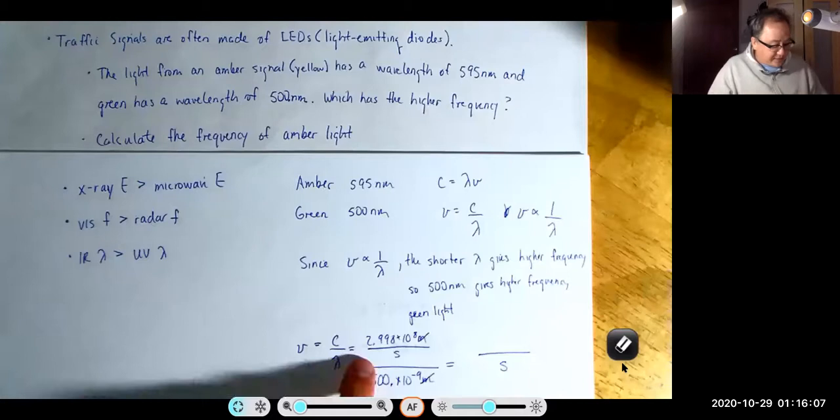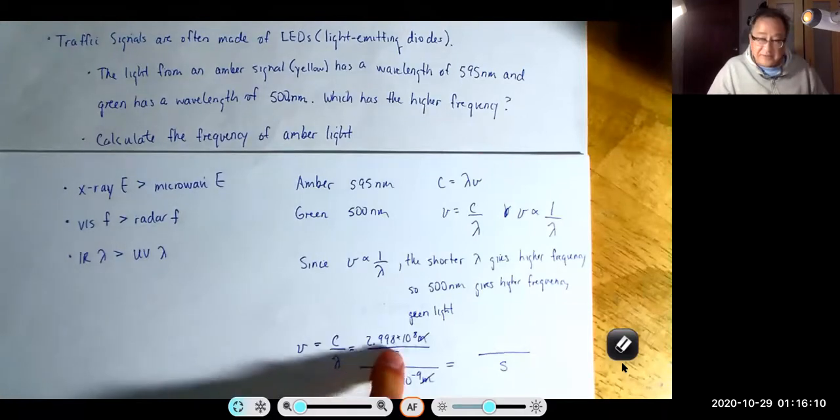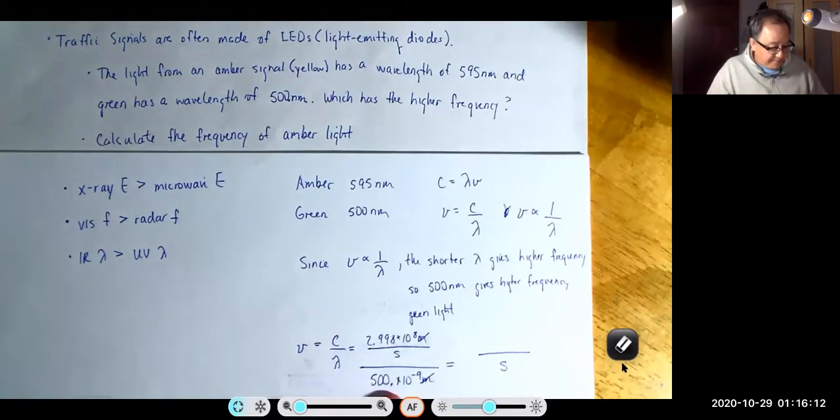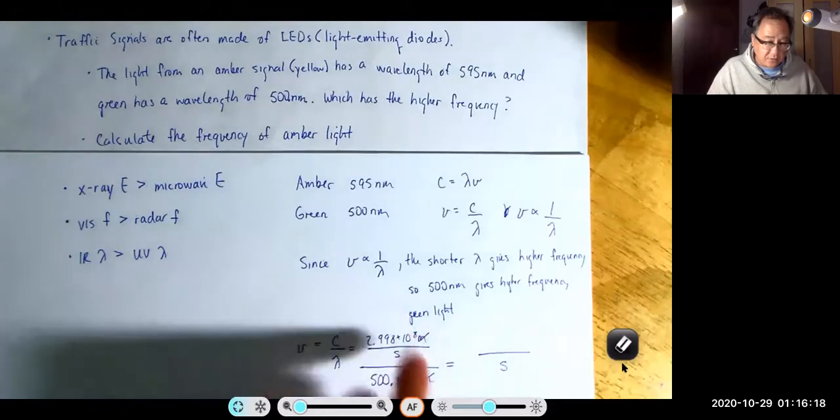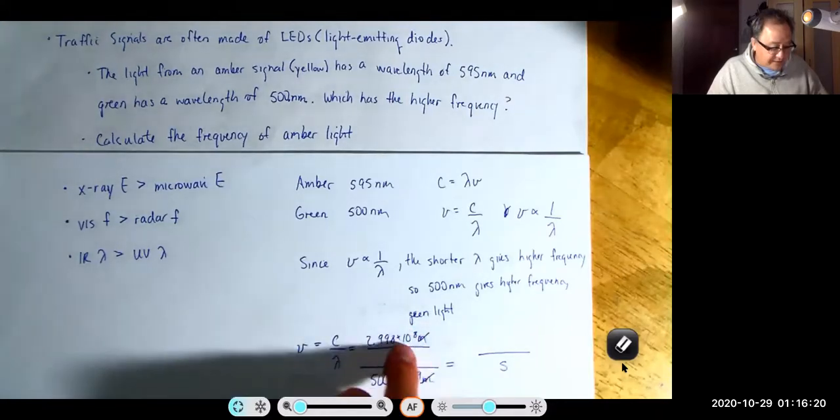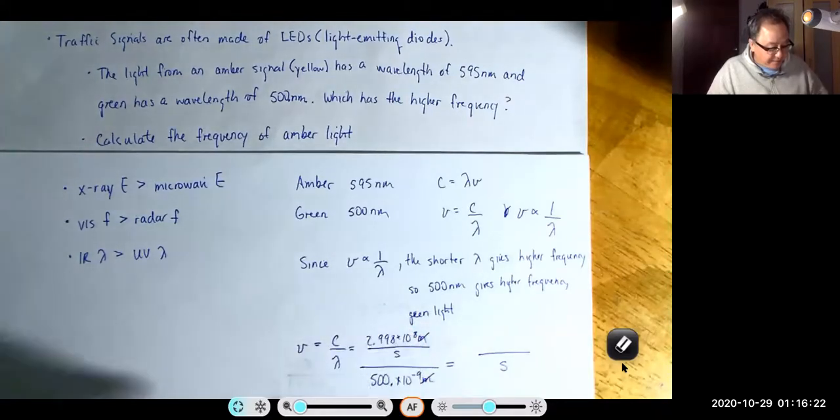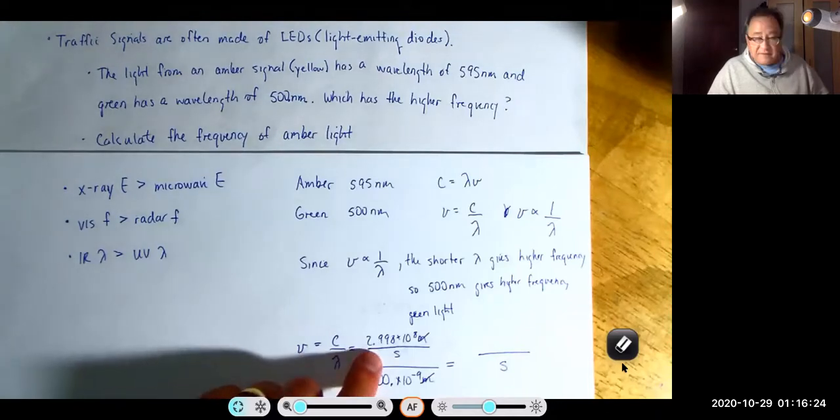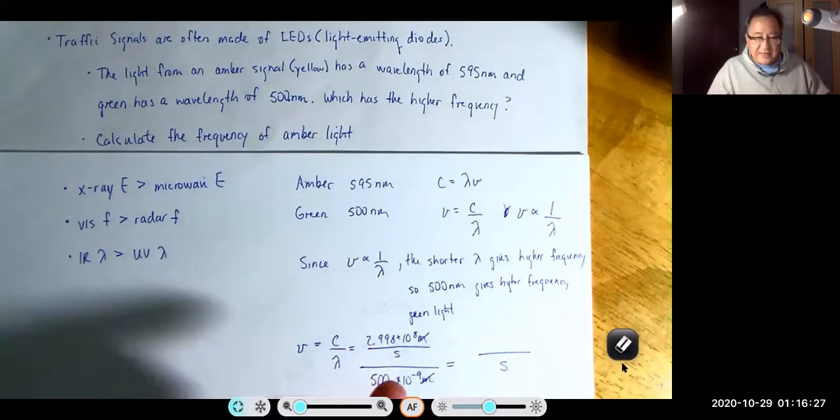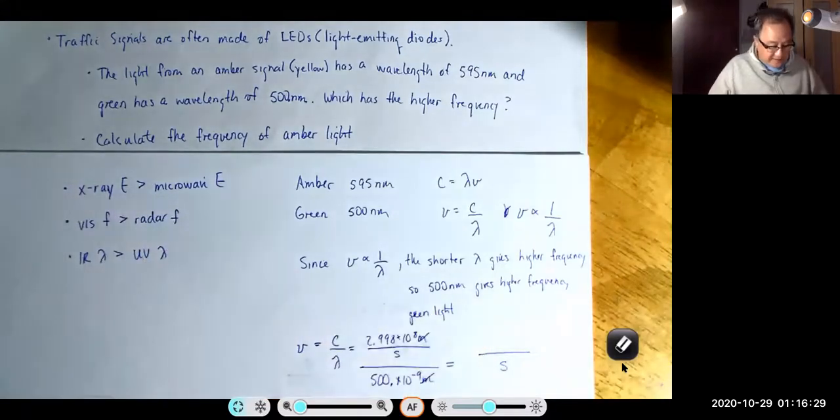Then when I take this 2.998 times 10 to the 8th and divide it by this, I'm going to get a pretty big number, because 10 to the minus 9 becomes 10 to the plus 9 when I put it in the numerator, and that'll add up to 10 to the 17. And then I have basically 3 divided by 500. That'll cut down my 10 to the 17 a little bit, and maybe make it 10 to the 15 or something like that. Or maybe 10 to the 14. We'll see.